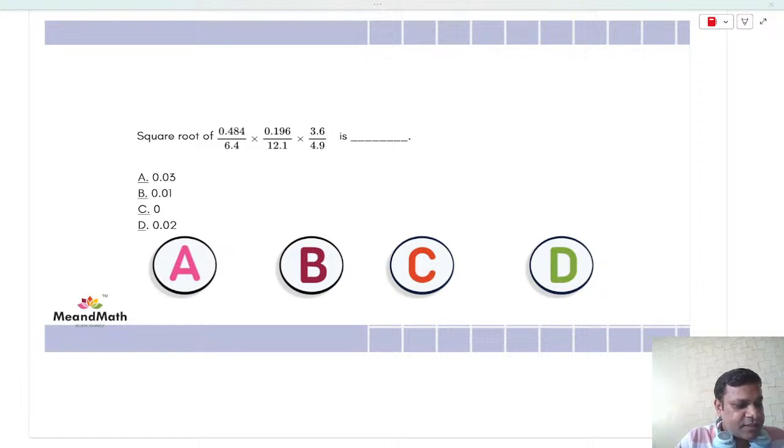Kunal says C option. Sasmita says 0.3, and Kunal says option number C.